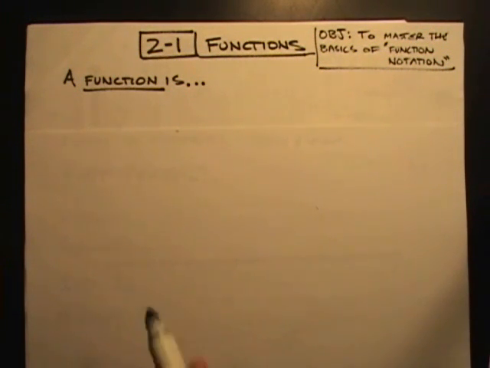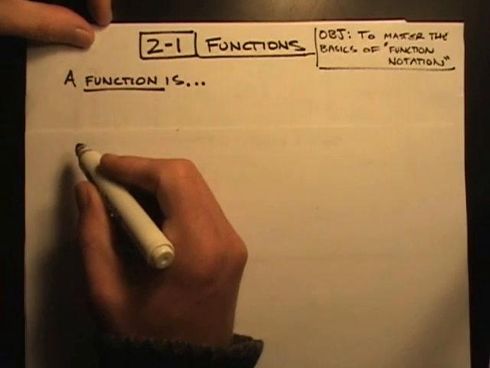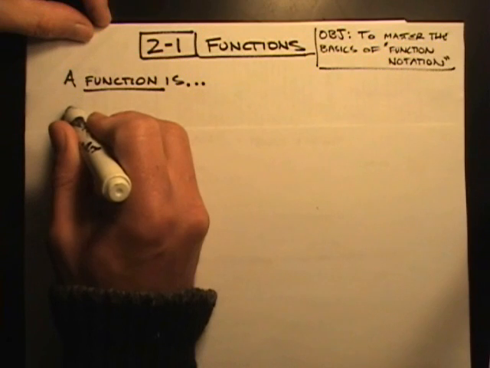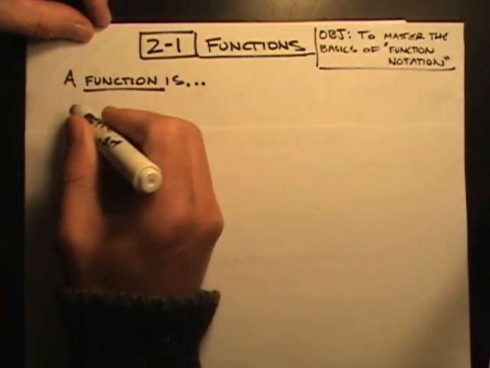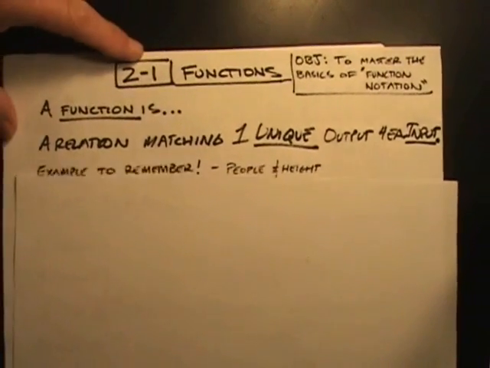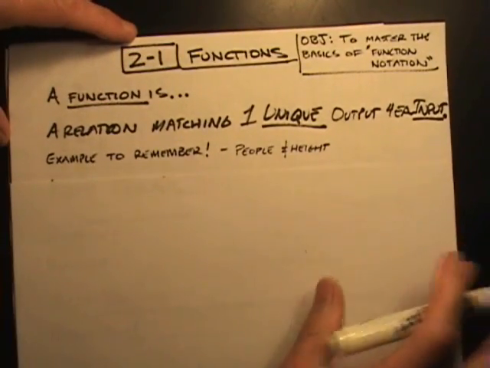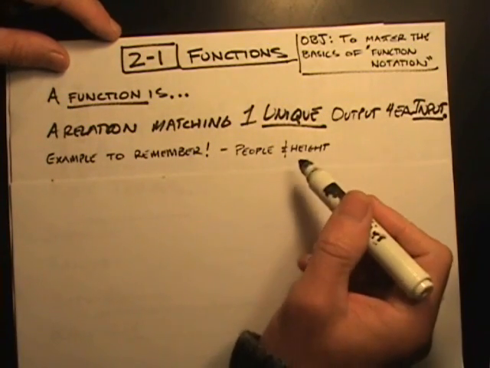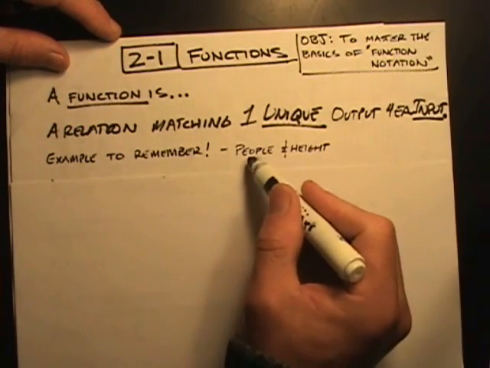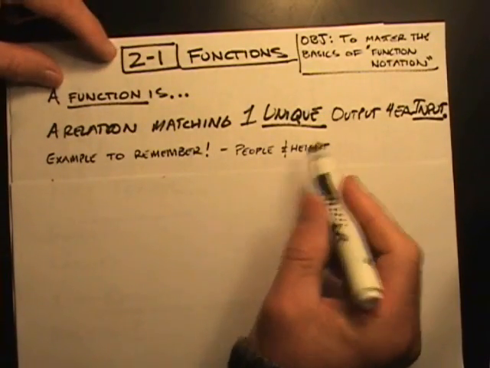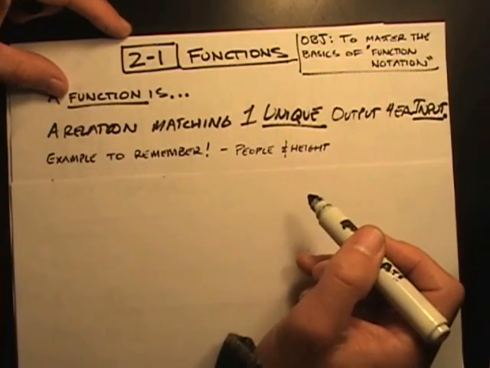So a function is simply considered to be a mapping or a relation that matches one unique output for every input. An example of this to remember would be people and height. Each person has one unique height at any given instance. You cannot have two different heights for a person, but many people can have the same height. Many different people can be 6 foot high, but one person cannot have a different height.